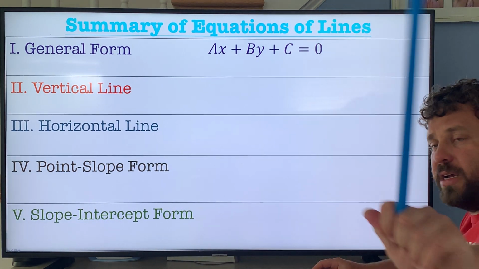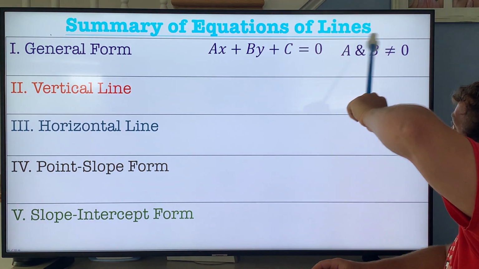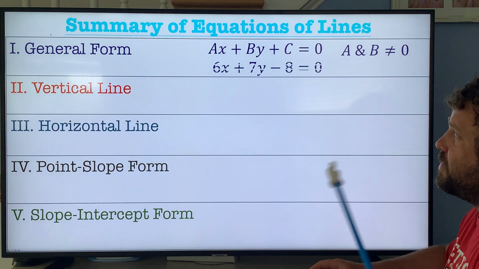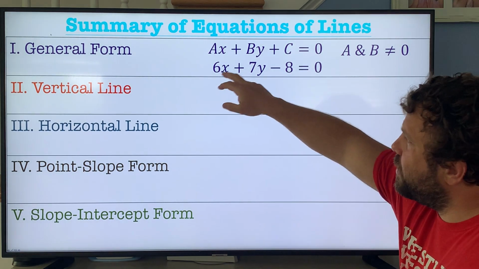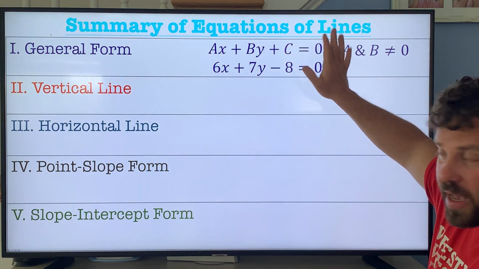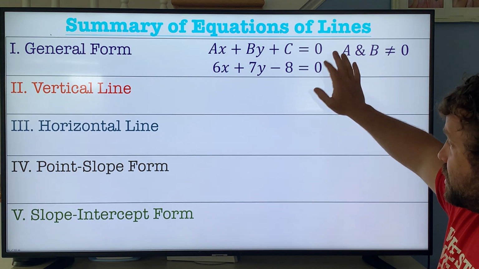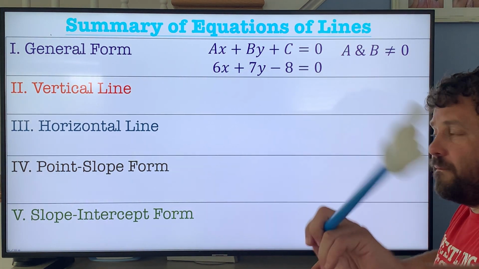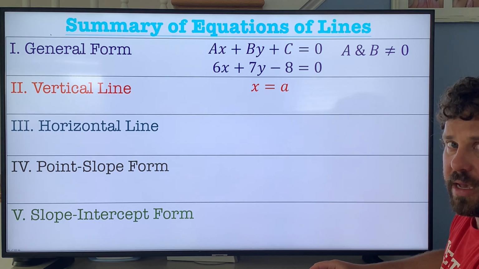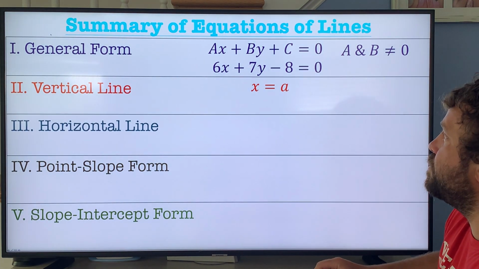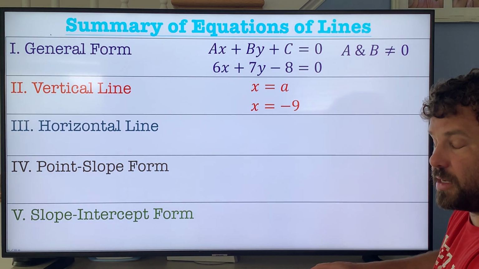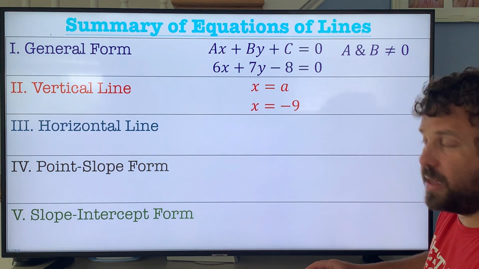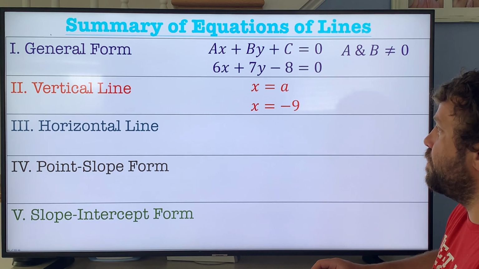A and b can't both be 0. An example of this, and you don't have to copy it, is just 6x plus 7y minus 8 equals 0. I could put any numbers, fractions, decimals, anything I want there, as long as 0 is on the right-hand side. Right? Vertical lines are x equals a. A is any number. So x equals negative 9, x equals 0, x equals 12, x equals 1/2, x equals pi. It just has to be a number, okay?